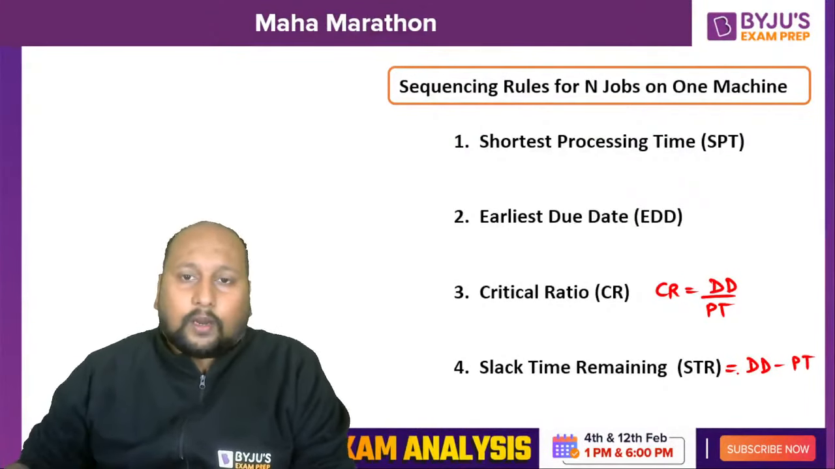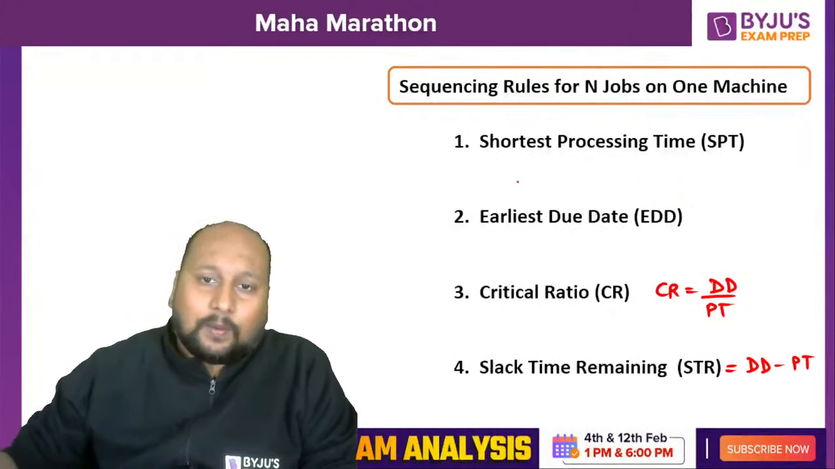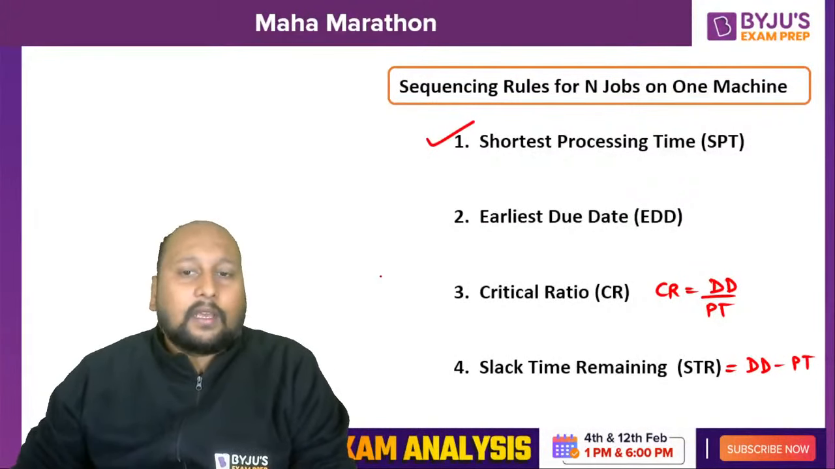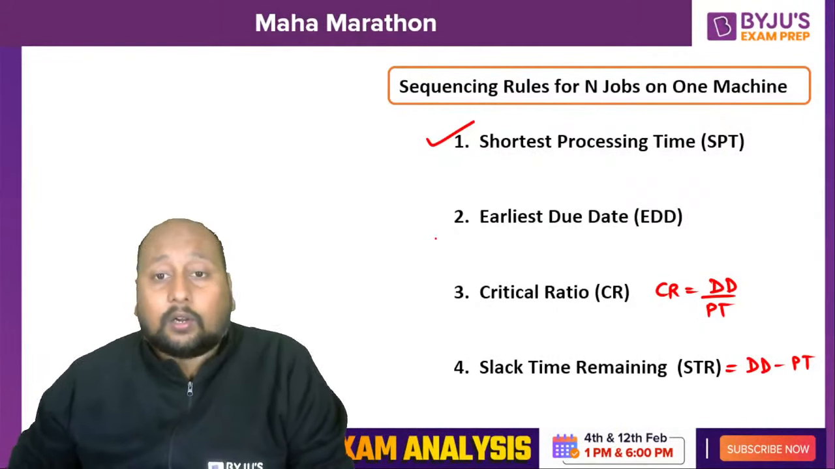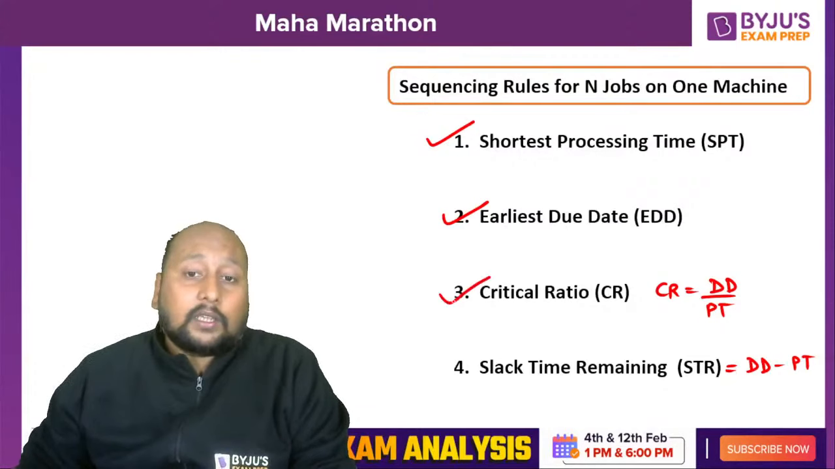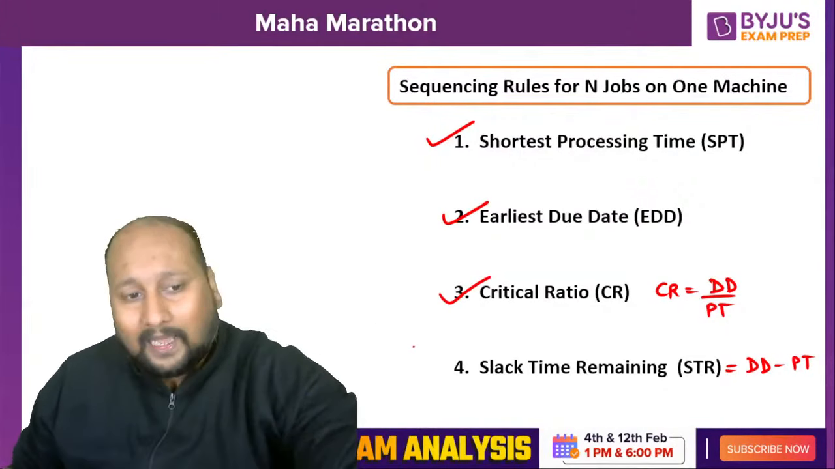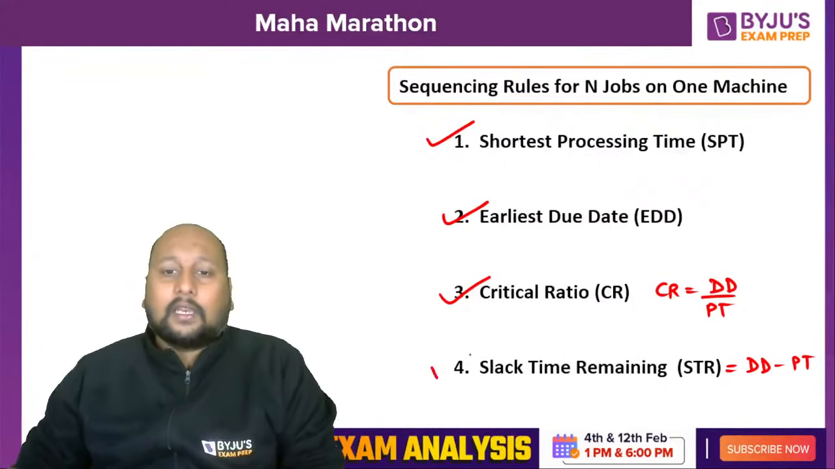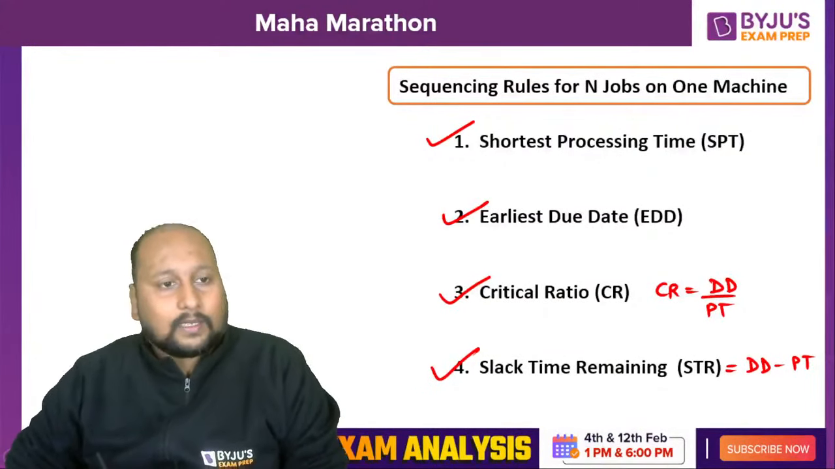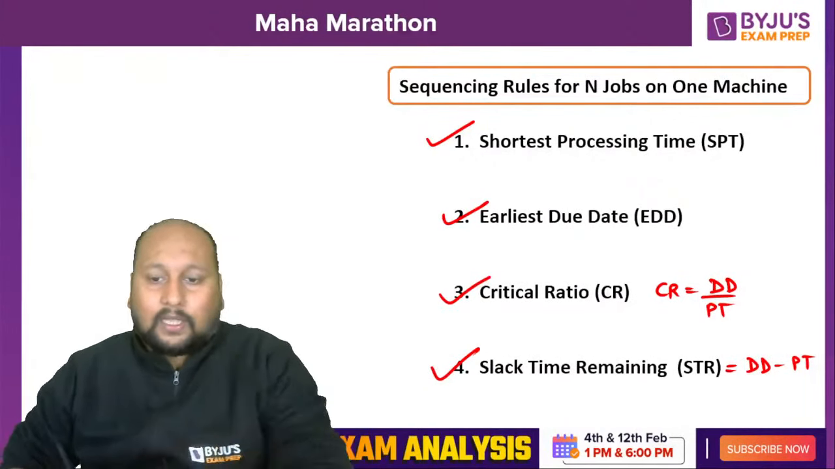So what we are doing, we are arranging in the increasing order of the processing time in the SPT rule. In earliest due date, we are arranging in the increasing order of the due date. In the critical ratio rule, we are arranging in the increasing order of the CR value. And if I talk about STR, we are arranging in the increasing order of the STR value. Is this clear? Okay.